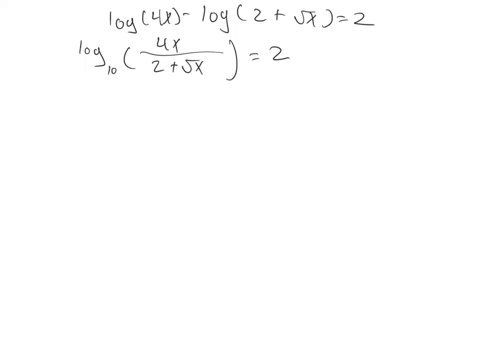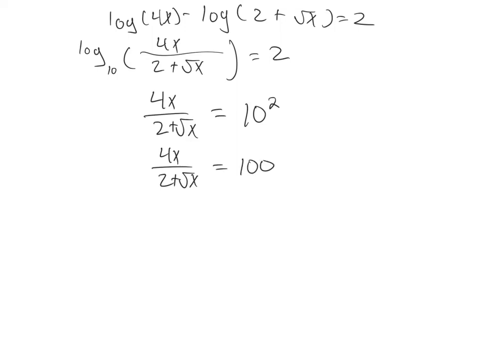So if we write it in exponential form, I know it has to be 4x over 2 plus the square root of x must equal 10 squared. Well, now we got rid of all the log. We can just solve this. 4x divided by 2 plus the square root of x equals 100. We can multiply both sides by 2 plus the square root of x just to get rid of that fraction. I'm not a fan of fractions, so let's do that. So the other side becomes 200 plus 100 root x.